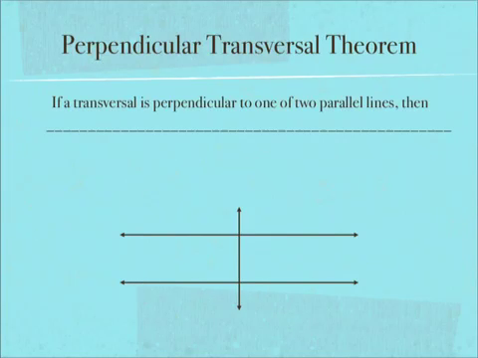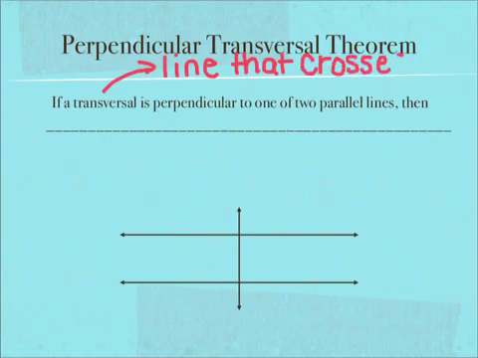Okay. So the perpendicular transversal theorem says if a transversal, this is covered, I know I'm doing these a little out of order, so we haven't talked about the word transversal. A transversal is just a line that crosses other lines. Okay, and that will be covered in our lesson next week. Okay, so a line that crosses other lines.